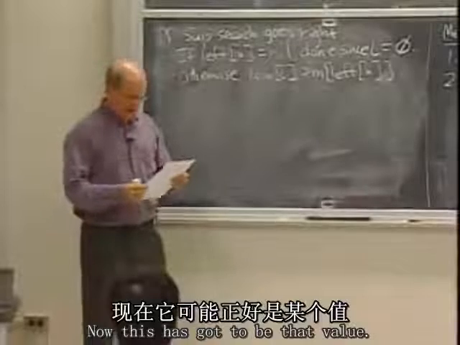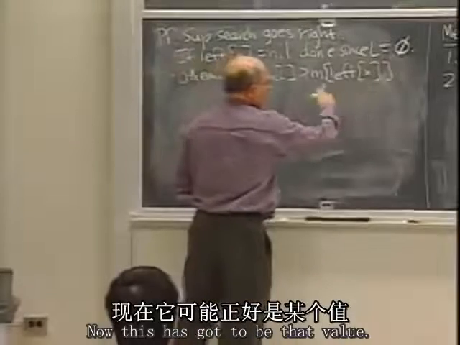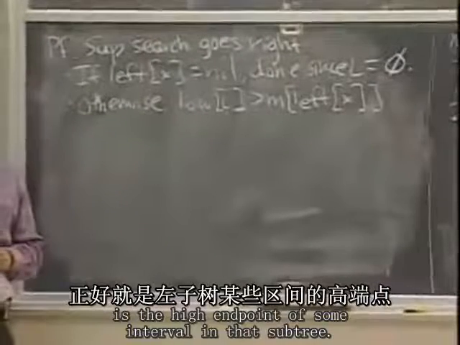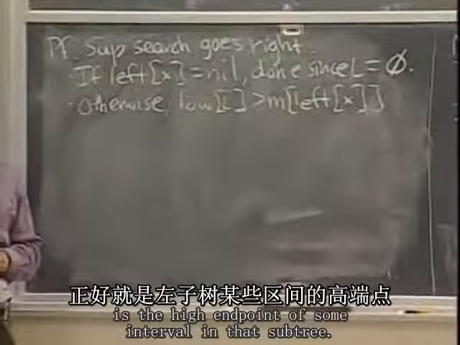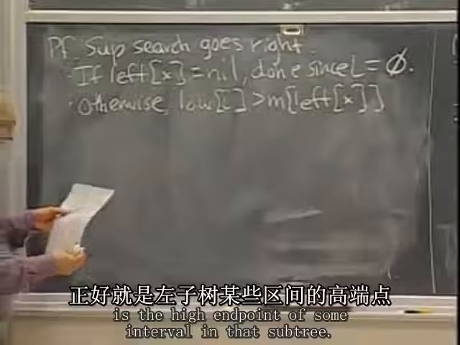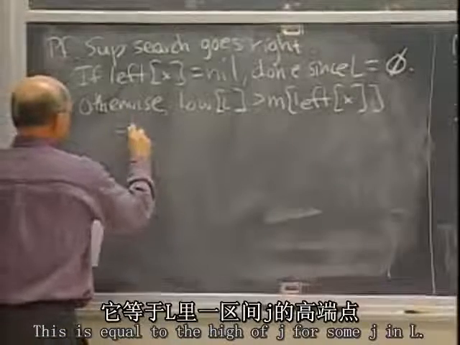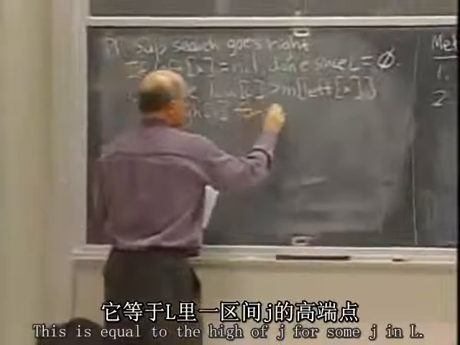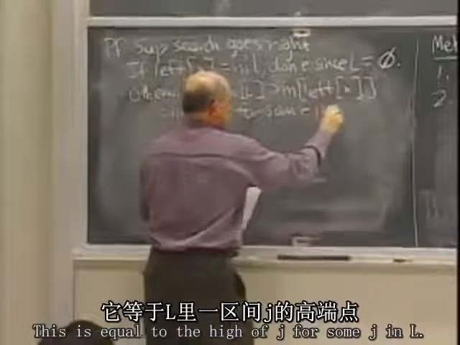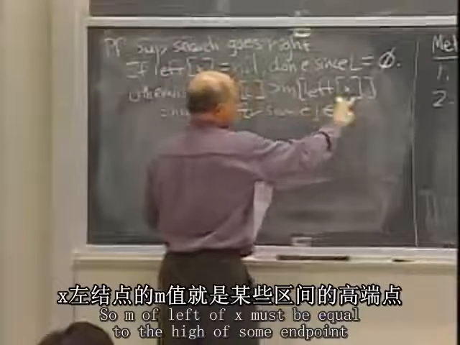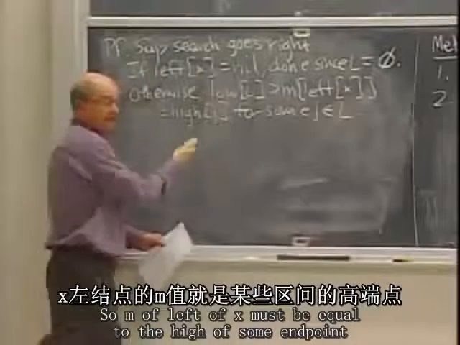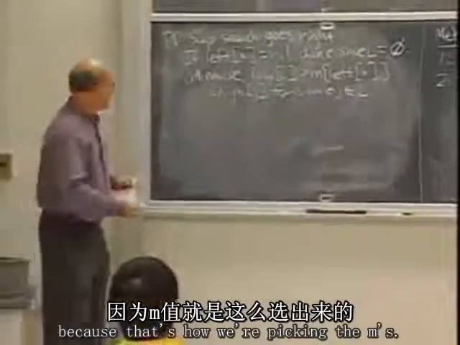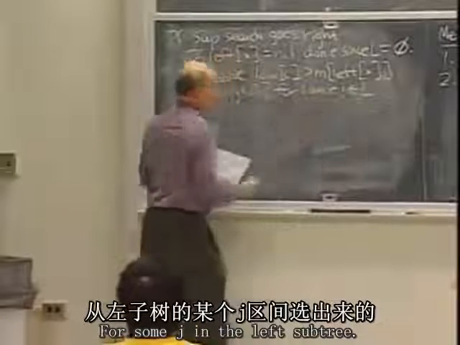Now, that value, m of left of x, is the high endpoint of some interval in that subtree. So this is equal to the high of j for some j in L. So m of left of x must be equal to the high of some endpoint, because that's how we're picking the m's, for some j in the left subtree.